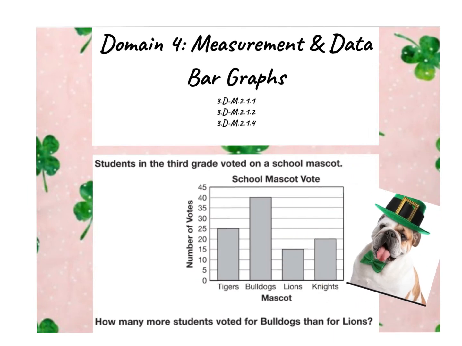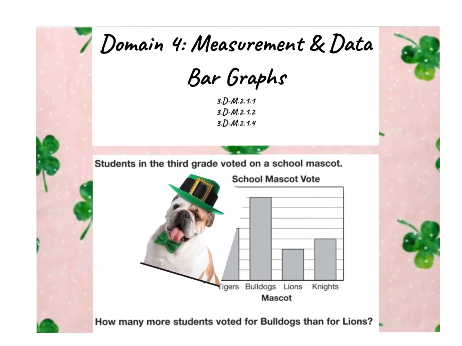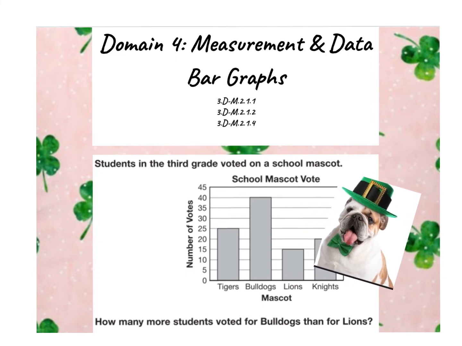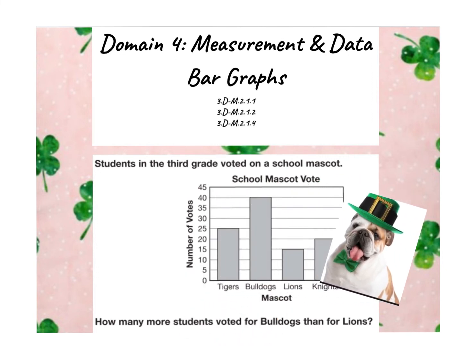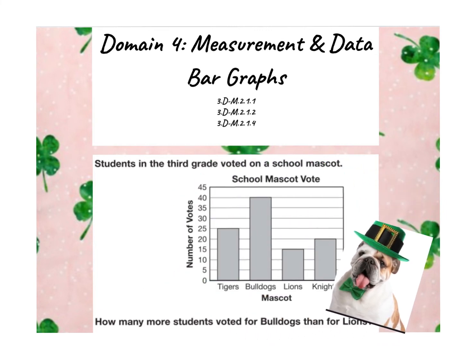All right, let's take a look at some bar graphs. So this says that students in the 3rd grade voted on a school mascot. We have the title, School Mascot Vote. Okay, that's appropriate, right? Because that's what they're talking about, this whole graph.